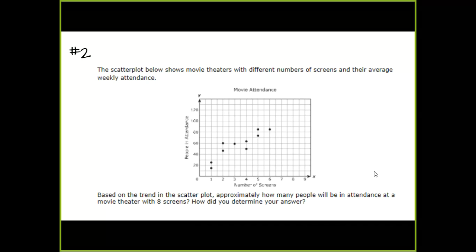All right, so the second one says, the scatter plot below shows movie theaters with different numbers of screens and their average weekly attendance. Based on the trend in the scatter plot, approximately how many people will be in attendance at the movie theater with 8 screens? And it asks, how did you determine your answer? All right, so 8 screens. Let me pull up the document camera real quick.